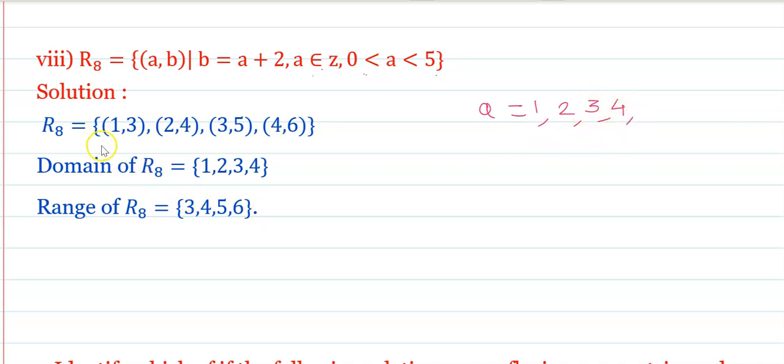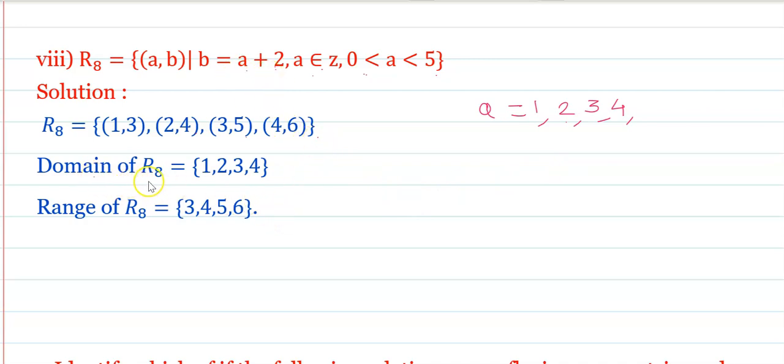Now, if I take A equal to 1, then what about B? B is 1 plus 2, that is 3. If I take A equal to 2, then B is 2 plus 2, that is 4. If I take A equal to 3, then B is 3 plus 2, that is 5. If I take A equal to 4, 4 plus 2, then you will get 6.